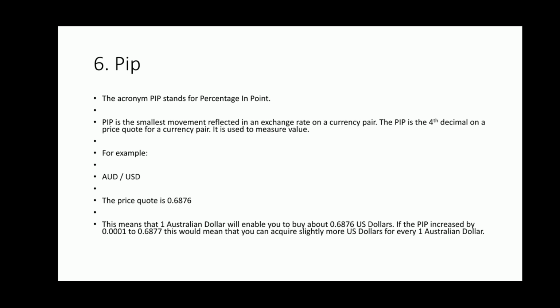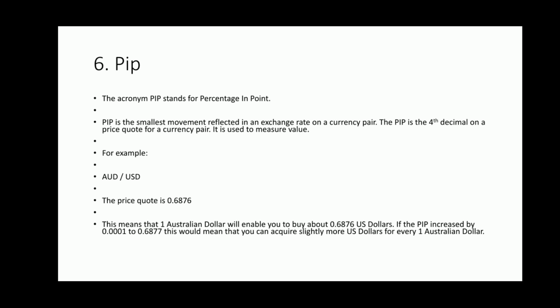So if the pip increased by 0.0001 to 0.6877, remember the price was 0.6876. So if it increases by 1, it's 0.6877. This would mean that you can acquire slightly more US dollars for every 1 Australian dollar. That means that the price has moved up by 1 pip. If it had gone to 0.6879, that means that the price has moved up 3 pips.